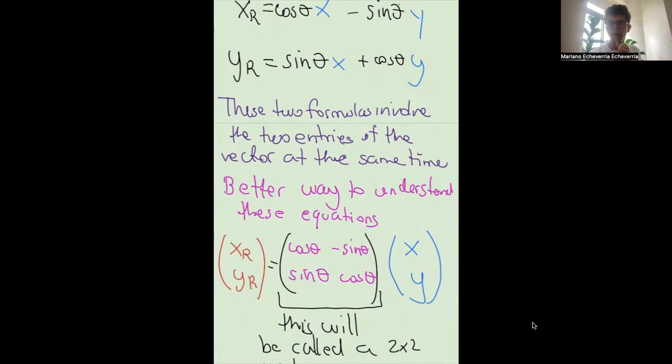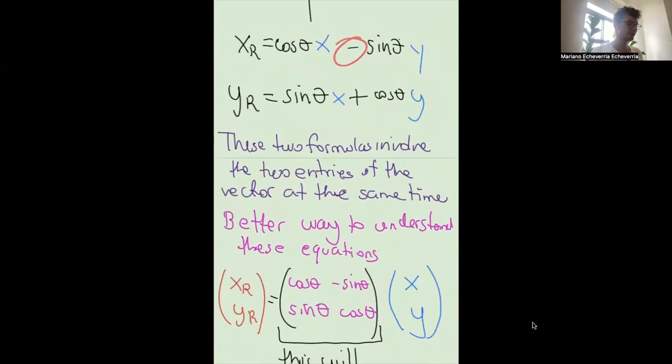My question is, here it's supposed to be sine x plus cosine y, because the equation of y_R equals sine x, but I just didn't see the plus in the equation. Oh, right. Yeah, no, it's supposed to be plus, sorry. It's supposed to be minus in the first row, in the first equation, and plus in the second one.